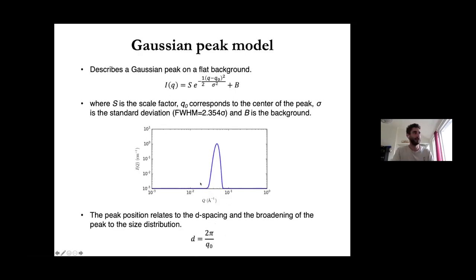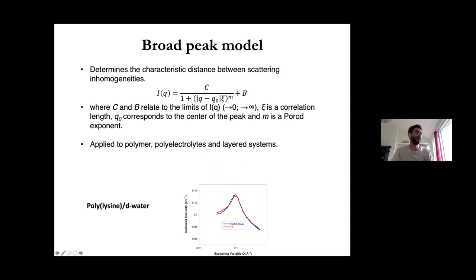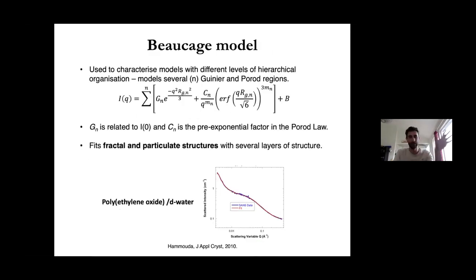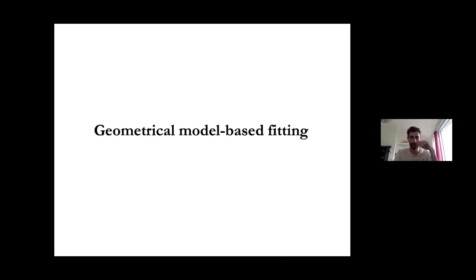And then we also have a similar approach for peaks, where we can fit the position of the peaks when we have periodic structures in our data. We have something in between the correlation length model and the Gaussian peak model, because we can fit the scattering from systems that contain particles that interact. So it's something in between these periodic structures and particulate systems. And so there are some different ones, and you will have this to have a look at if you are interested.